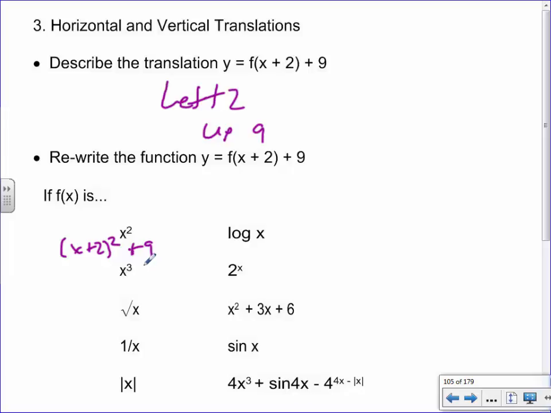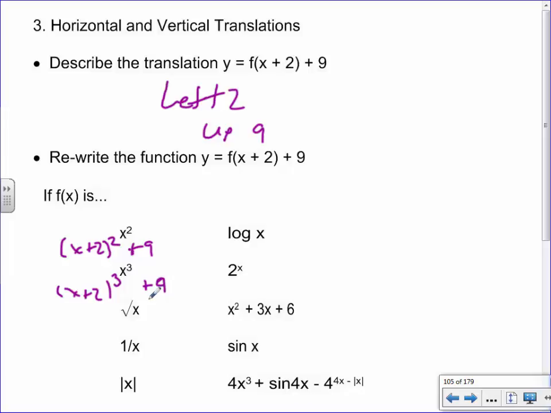The main function is x squared. So inside the function, replace your x with an x plus 2. And then when you're done, throw in a plus 9. What would this do to the graph? Left 2, up 9. Well, what about the cubic function? The basic function is to cube something. But rather than writing x, we're now writing x plus 2 inside the cubic part. And then when we're done, afterwards, throw in a plus 9. Makes sense?